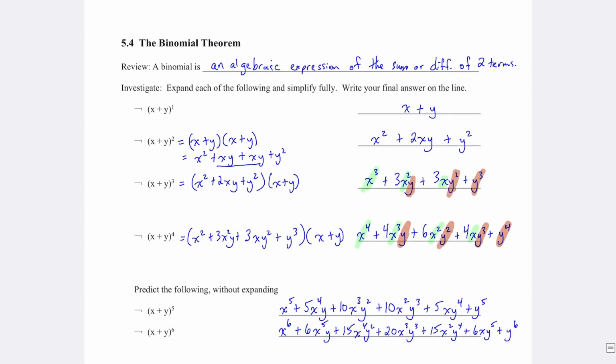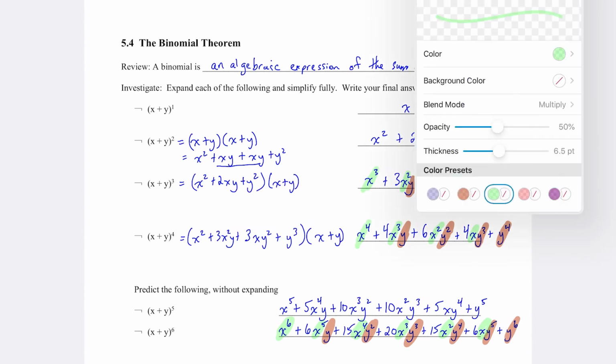Okay? And so notice that the same thing happens in x plus y to the power of 5 and x plus y to the power of 6 in my solution there, and just follow it as we go along. So you see y starting at power 6, then 5, then 4, 3, 2, 1, and then gone. And x to the power of 6 on the left here, then 5, 4, 3, 2, 1, and then gone.